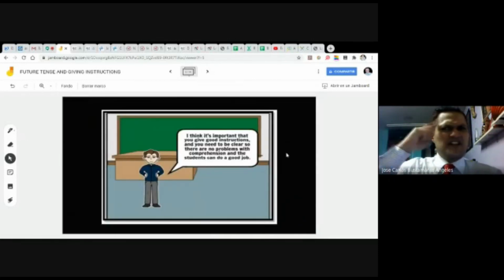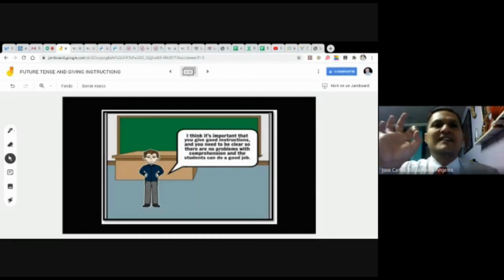And the teacher thinks and says, I think it's important that you give good instructions and you need to be clear. That's one tip. You need to be clear, so there are no problems with comprehension and students can do a good job.